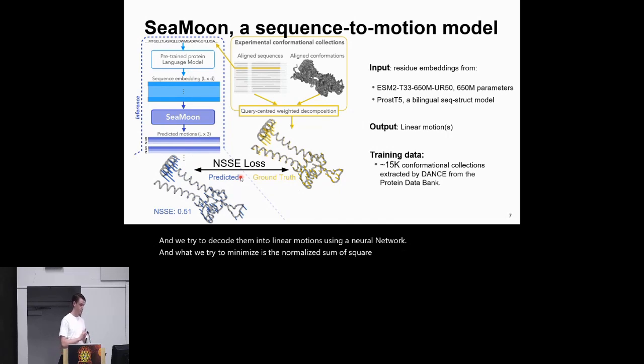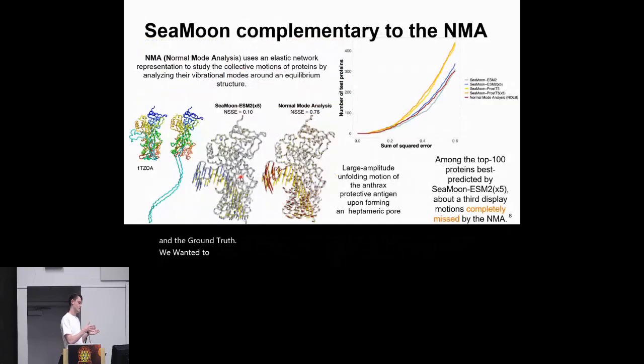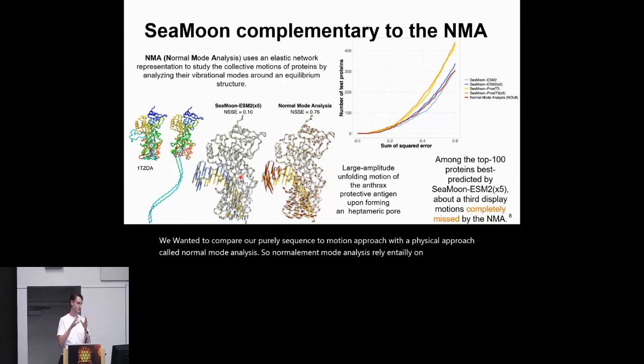We wanted to compare our purely sequence-to-motion approach with a physical approach called normal mode analysis. Normal mode analysis relies entirely on the structure. It represents the structure as an elastic network, and it sees how this elastic network oscillates around an equilibrium state.